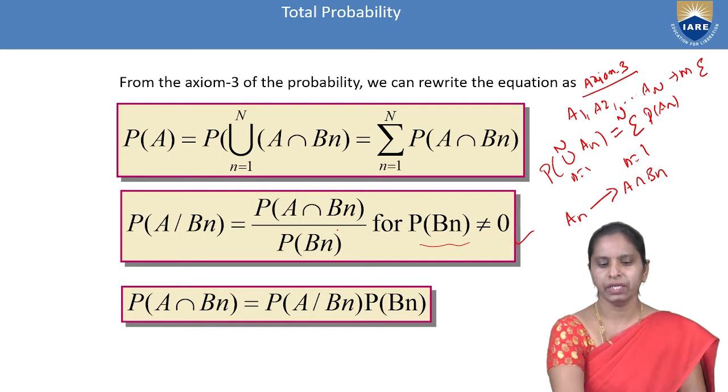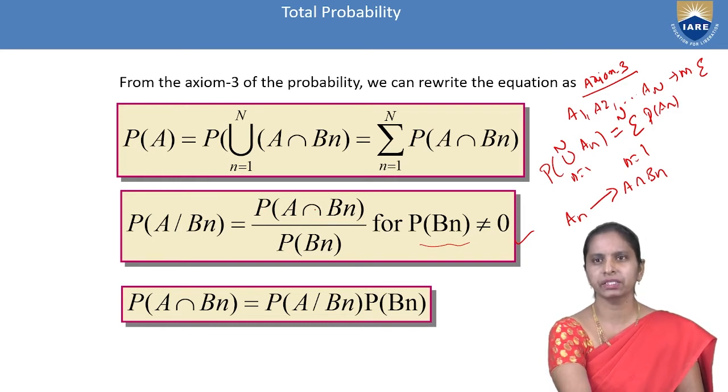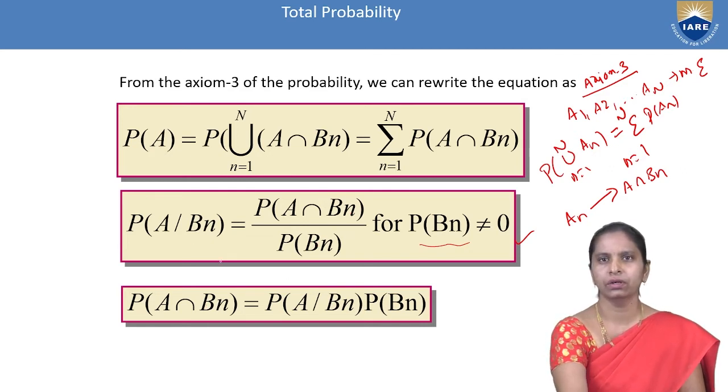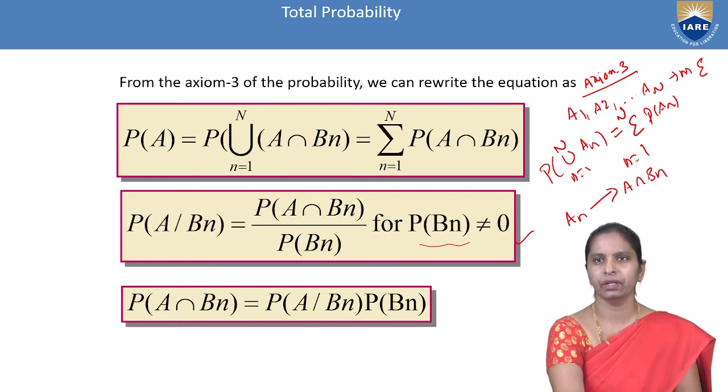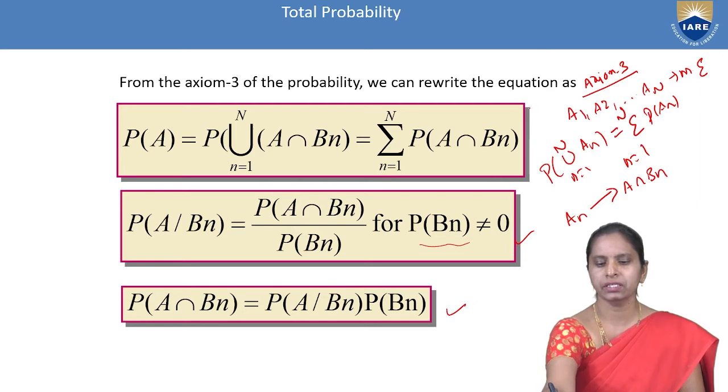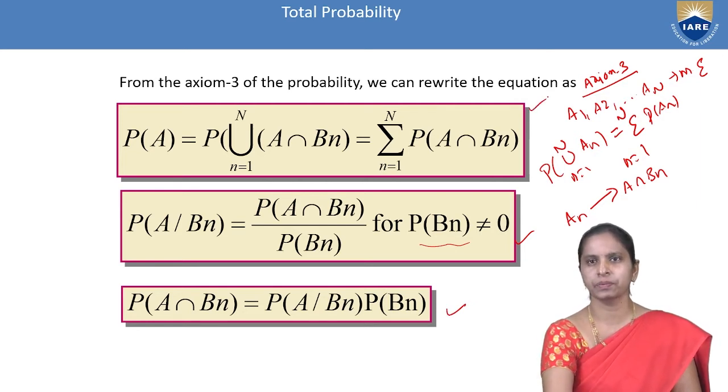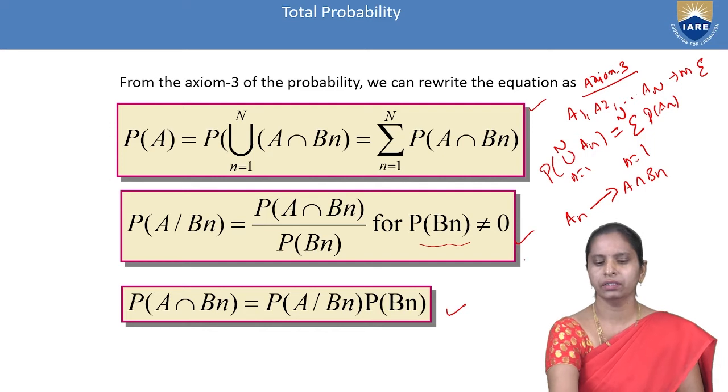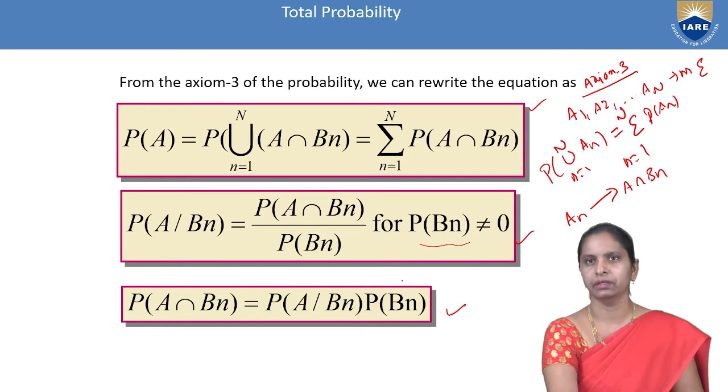Now, from this, what is P of A intersection Bn? Cross multiply these two. Therefore, P of A intersection Bn equals P of A by Bn into P of Bn. Now, substitute this P of A intersection Bn in the above equation. So, you have replaced P of A intersection Bn by what? P of A by Bn into P of Bn.